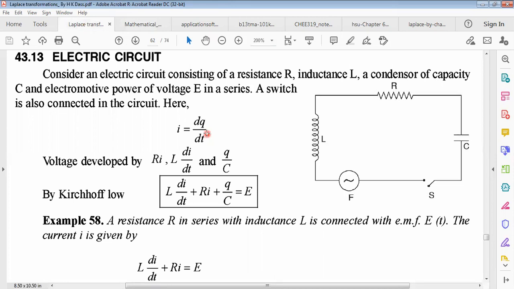So how do we solve an electric circuit problem? In a general circuit problem, we can draw this, and it is known that capital R is the resistance, C is the capacitor here, L is the inductance, electric inductance, and E is the voltage. You must know these types of equations. By Kirchhoff's law, you must know L di/dt plus Ri plus Q by C equals E.